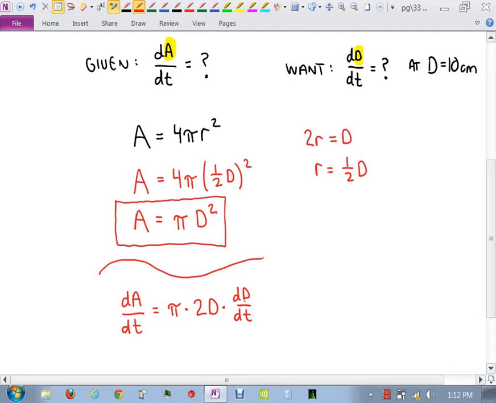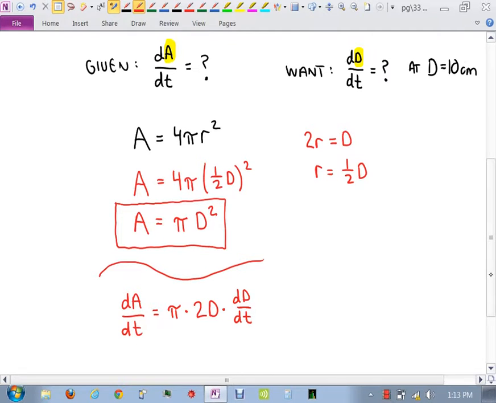Y'all remember the DDT? It's a wrestling move, isn't it? I used to do that to my brother all the time.